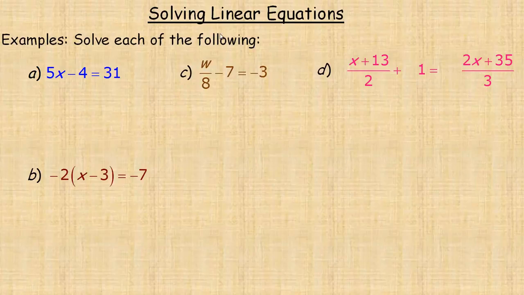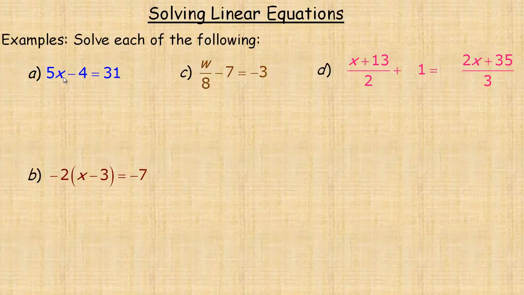In this tutorial, we're going to take a look at some examples of solving linear equations. And the first one is 5x minus 4 equals 31. What this equation means is there's some unknown number that we've multiplied by 5 and then subtracted 4, and you get 31. So in order to find what x is, we work backwards from that.